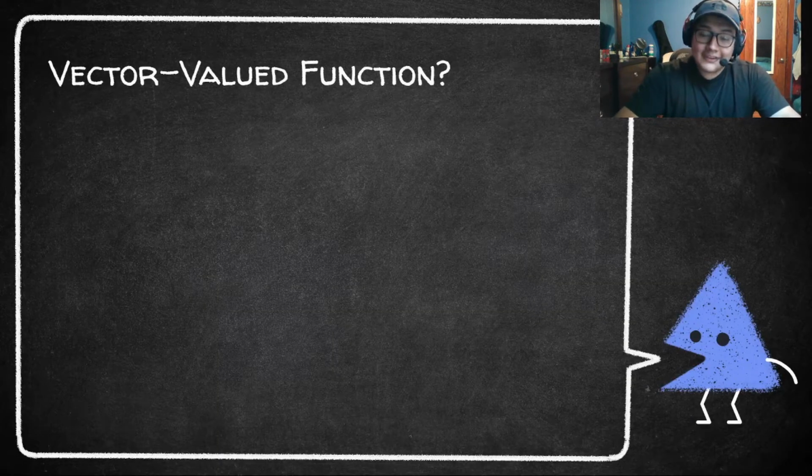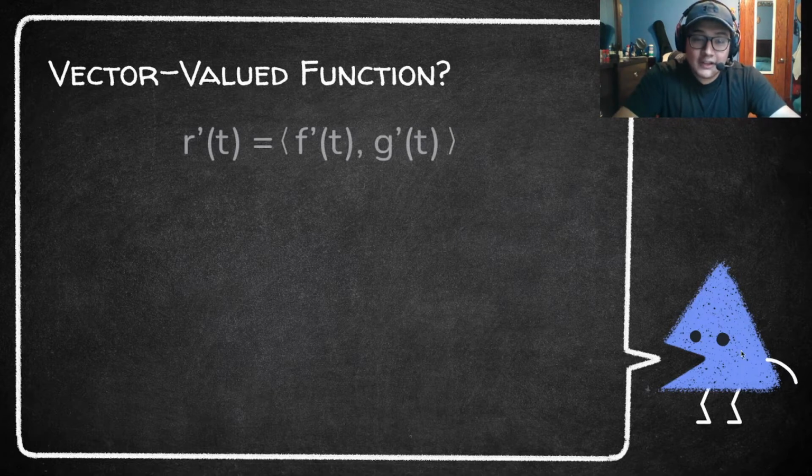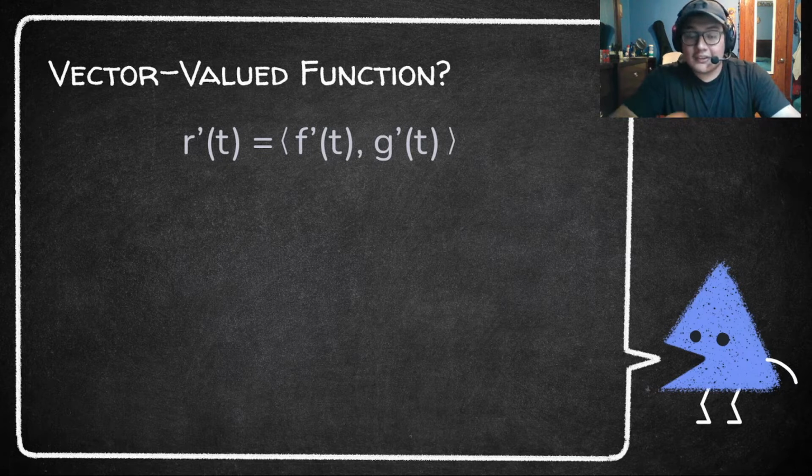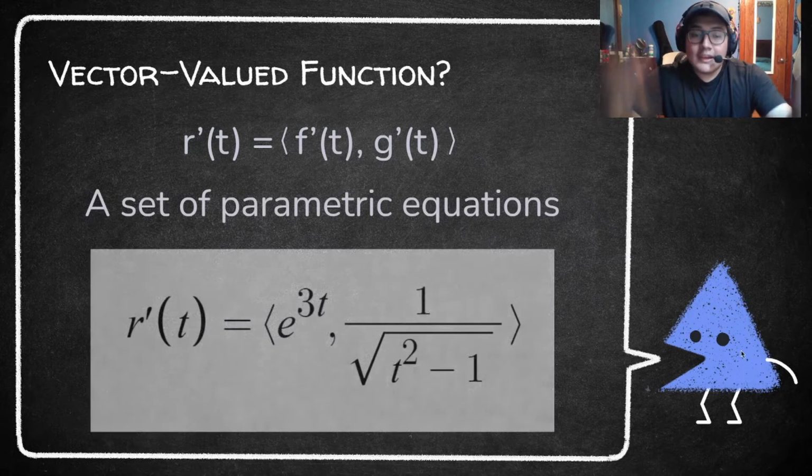So let's ask ourselves the question, what is a vector-valued function? Well, I like to define it in terms of derivatives. This is easy for us to see in integration, which is what we're focusing on. So r prime of t is equal to f prime of t, g prime of t. That's kind of confusing, but let's see what it would really mean. A set of parametric equations. That kind of helps. Let's see an example.